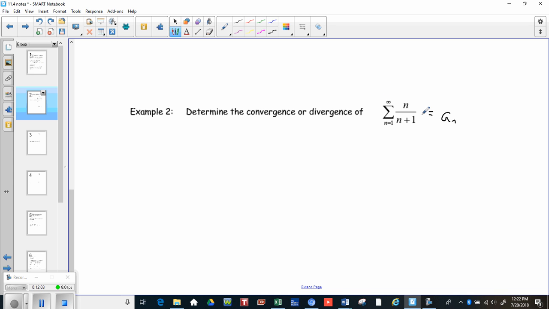You could use some kind of a comparison test on this, but why don't we just try taking the limit first? If we take the limit as n approaches infinity of n over n plus 1, that's 1. This is the nth term test for divergence. This is automatically divergent. So you don't always have to do a comparison test or something else. Remember, always try this one first, because if this works, you're done.